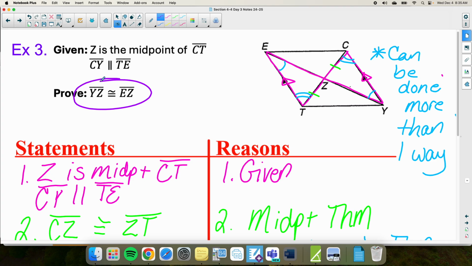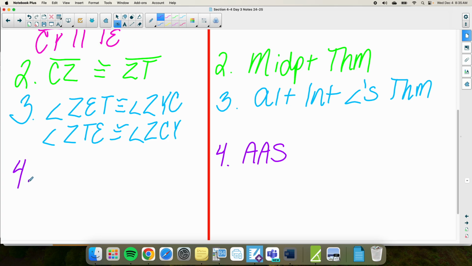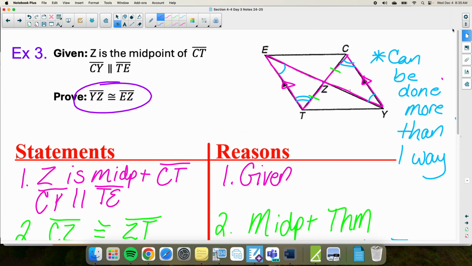Okay, so I could go triangle, I would go from the angle with one arc to two to none. So I'm going to call this triangle ETZ is congruent to triangle. And then again, I'm going to go from one arc to two arcs to none. So I'm going to go triangle YCZ.